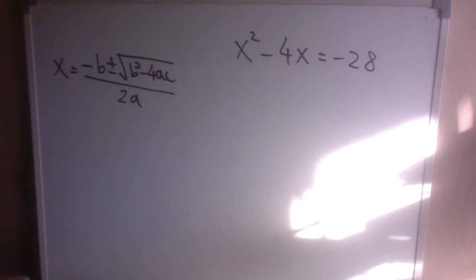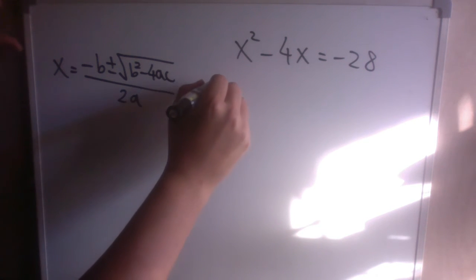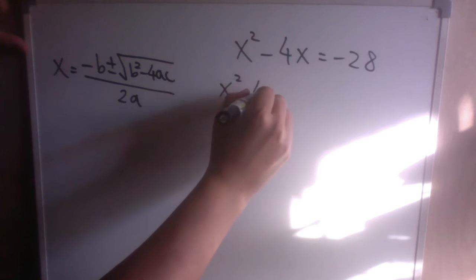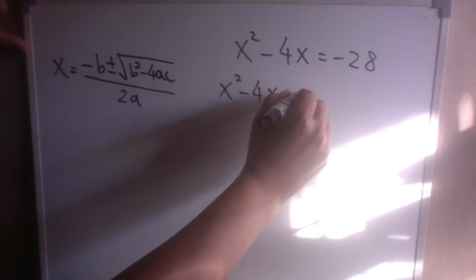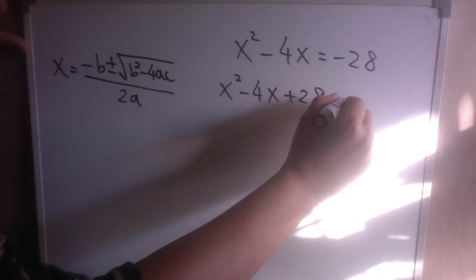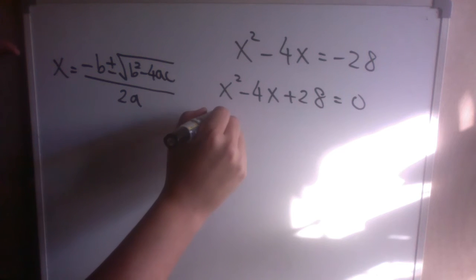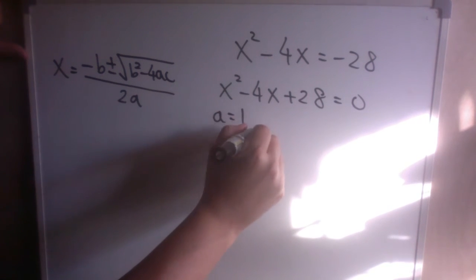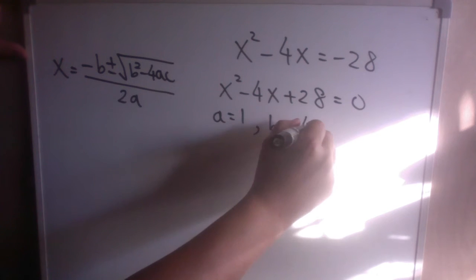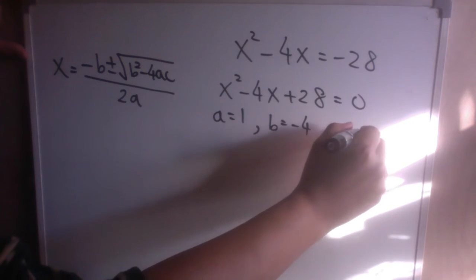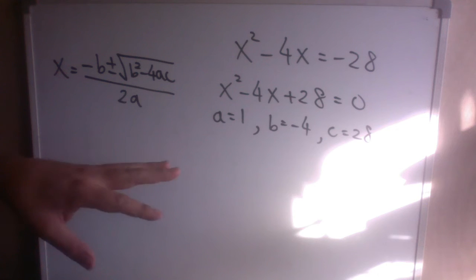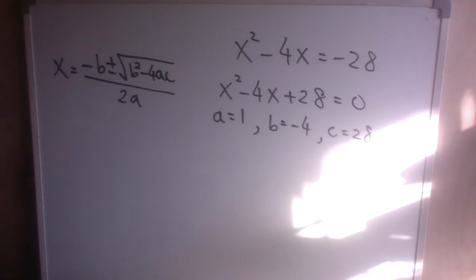Here's the next problem. We have x squared minus 4x equals negative 28. First, I'm going to bring negative 28 to the other side, and we're going to have x squared minus 4x plus 28 is equal to 0. Now we have the equation in the right form. So of course we have a equals 1, b equals negative 4, and c equals 28. We're going to plug these into the formula to solve the equation.